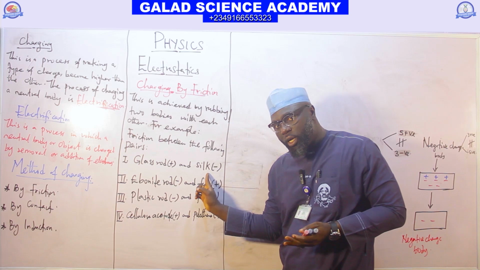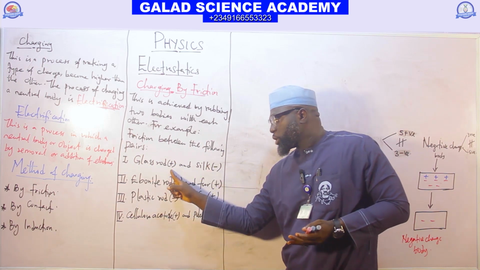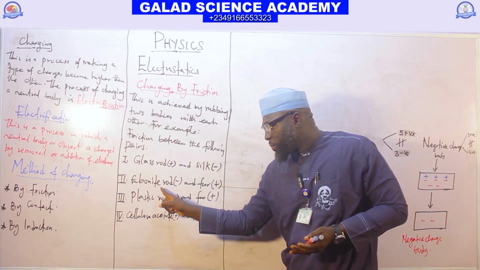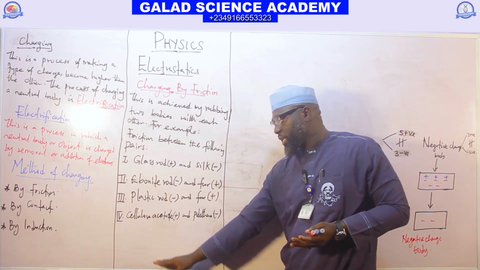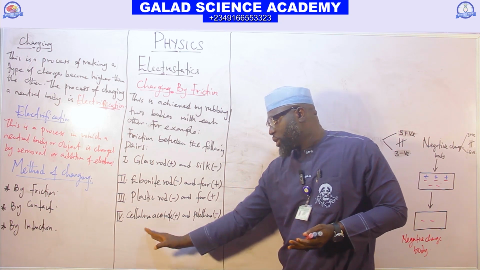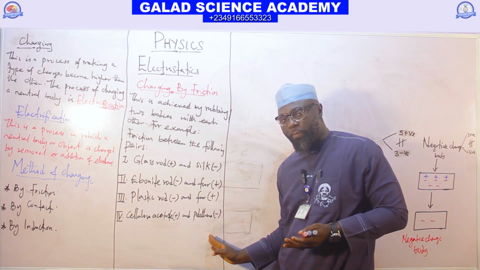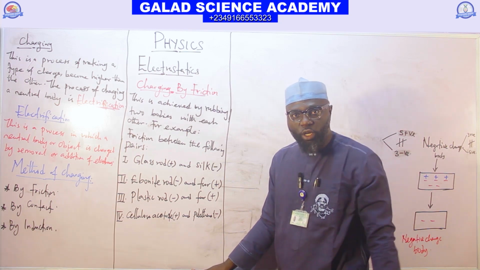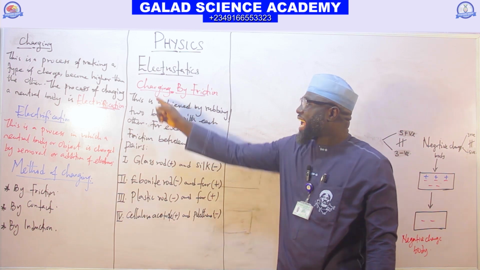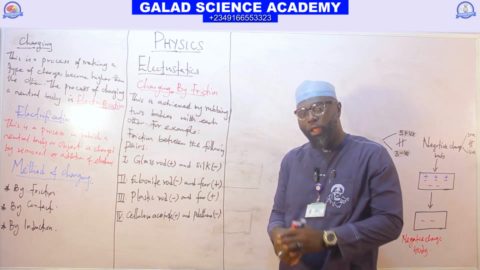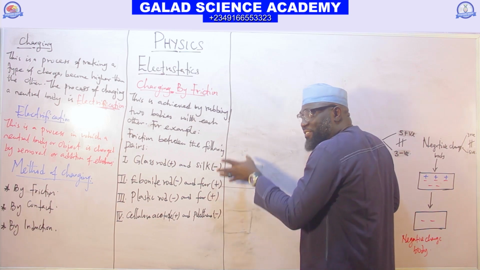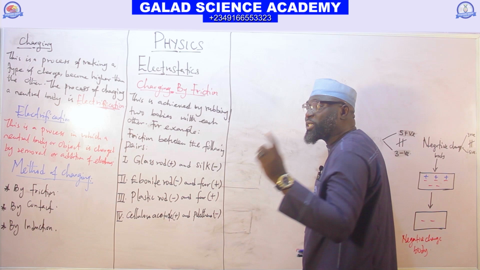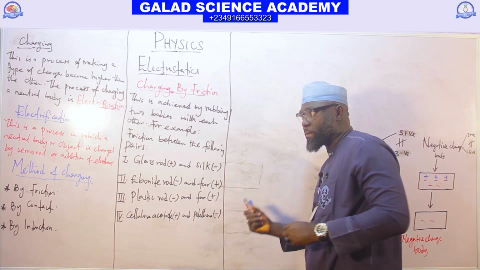These are the common examples. Glass rod with silk: after charging, the rod will become positive, silk will become negative. Ebonite rod with fur: ebonite will become negative, fur will become positive. And the plastic rod with fur, cellulose acetate and the polythene. But let me add this for the charge of friction. In charging by friction, you will observe that after charging, charges of opposite kind are produced.